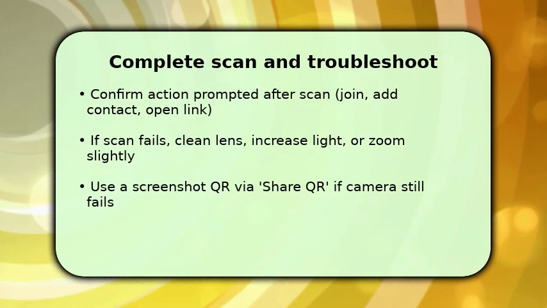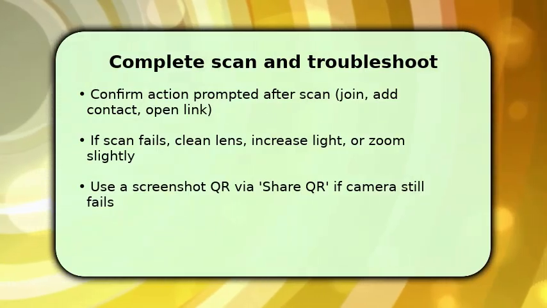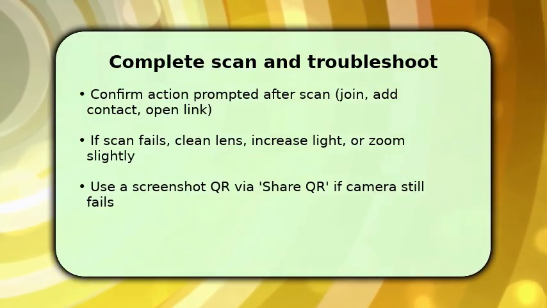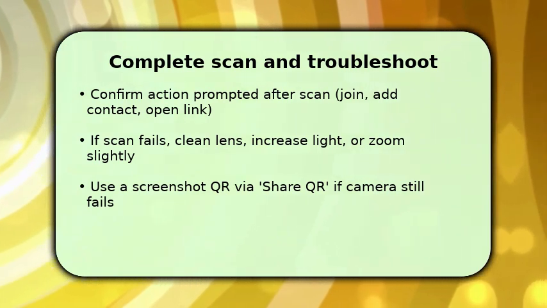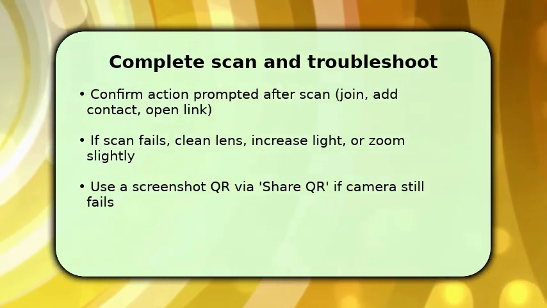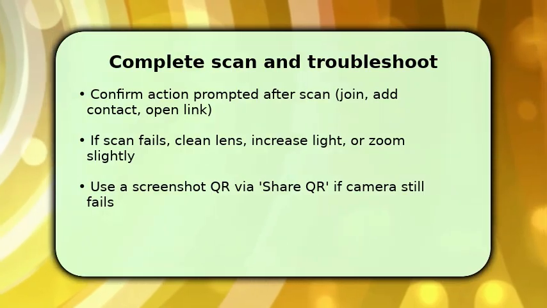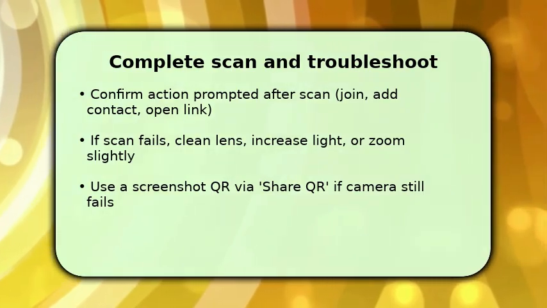After the code is recognized, Telegram will show the resulting action, join a group, add a contact, or open a link, and you should confirm it. If nothing happens, make sure the lens is clean, move to better light, and hold steady. Slight zooming or backing up helps focus.